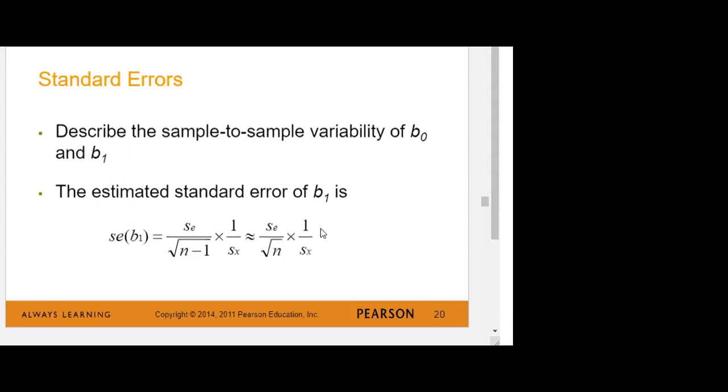Looking at this formula on the right-hand side, if you have a large sample, n-1 and n don't have much difference. This is telling me that if the value in the denominator, like n, the sample size, is a big number, the standard error is going to reduce. That means less variation. Higher sample size, higher n, lower standard error. Another thing, what is SX? SX is the standard deviation of X values, the explanatory variable, right? It's in the denominator. So the more variation in your X values, in your explanatory variable, the lower the standard error, the lower the variation of B1, right?